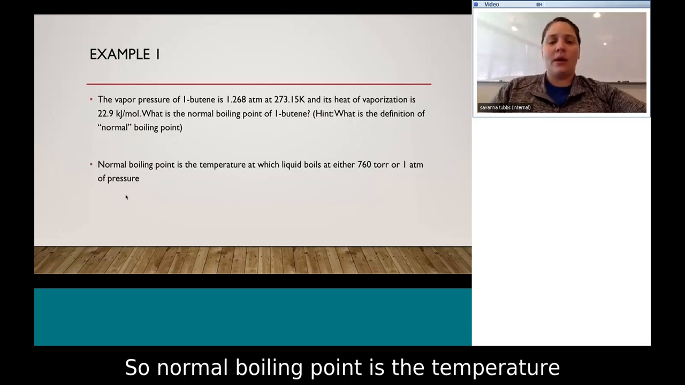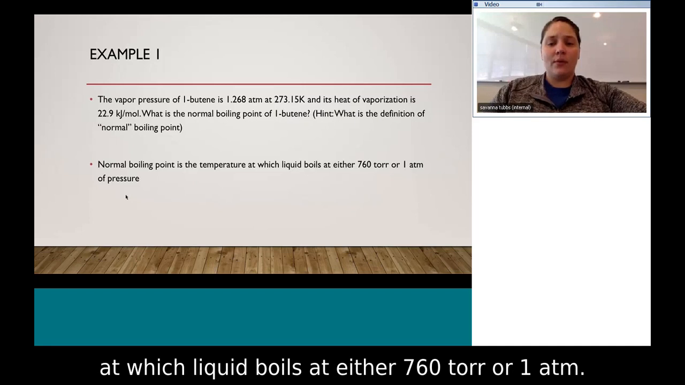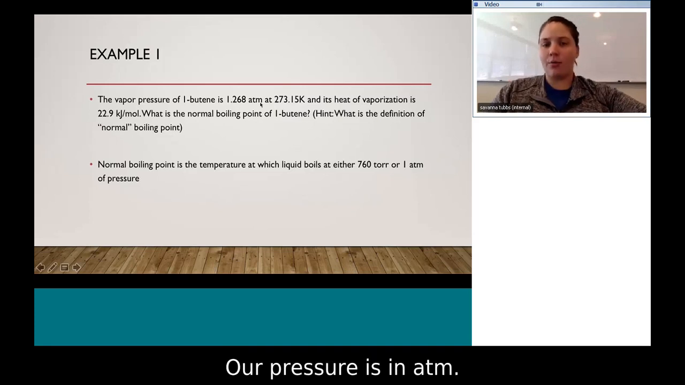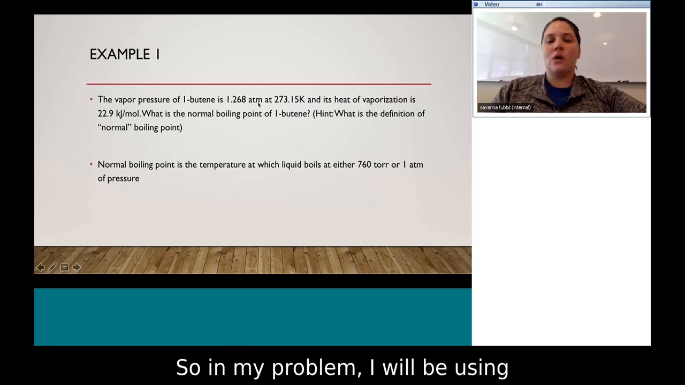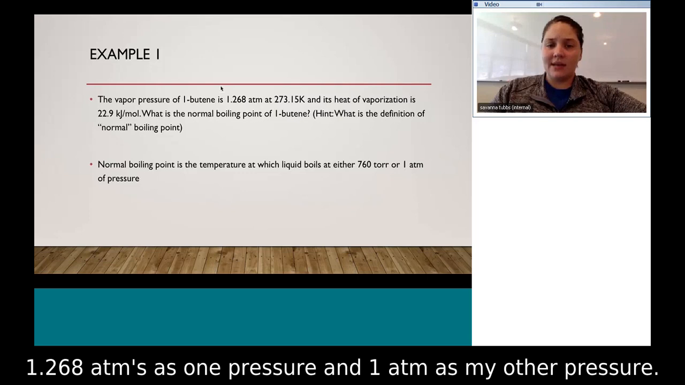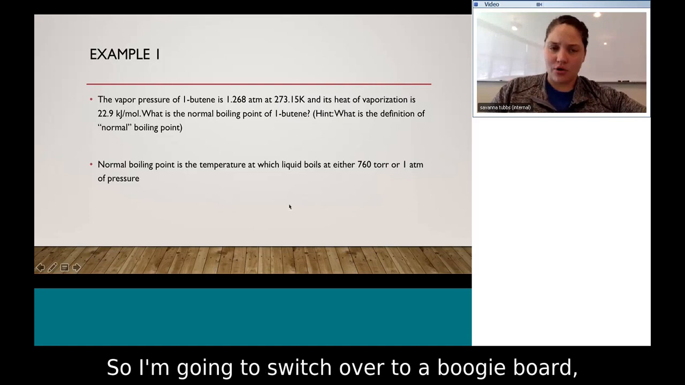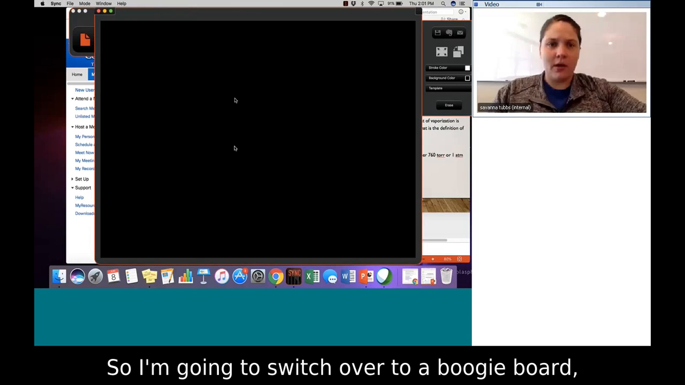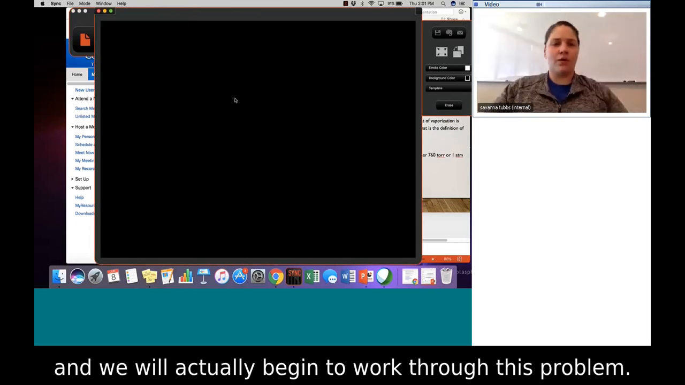So normal boiling point is the temperature at which a liquid boils at either 760 torr or 1 atm. So we'll go to our problem, and our pressure is in atm. So in my problem, I will be using 1.268 atm as one pressure and 1 atm as my other pressure. I'm going to switch over to a boogie board, and we will begin to work through this problem.